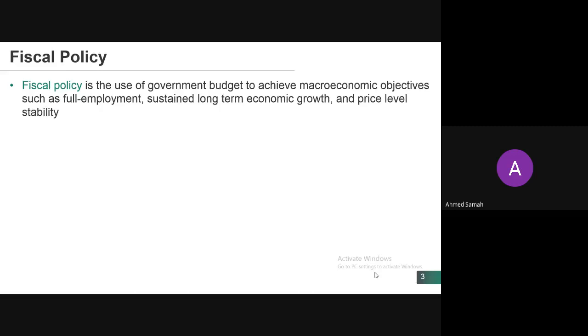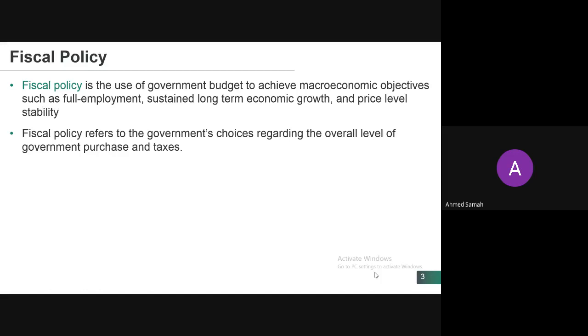So fiscal policy is basically the use of the government budget to achieve macroeconomic objectives such as full employment, sustained long-term economic growth, and price stability. So these are the three main things that fiscal policy wants to achieve. As I was saying, these are the main three key issues in the macroeconomic environment.